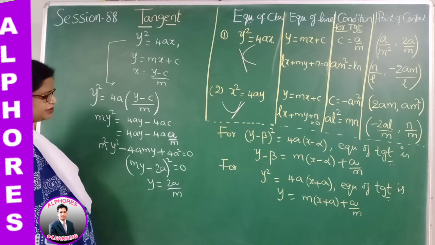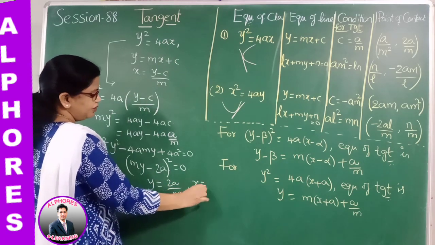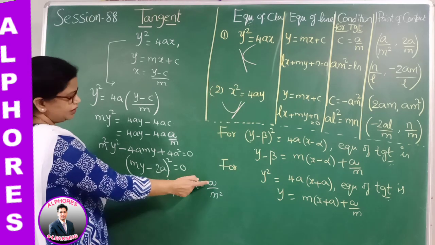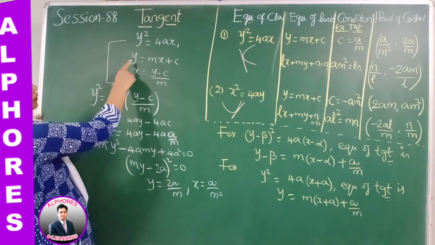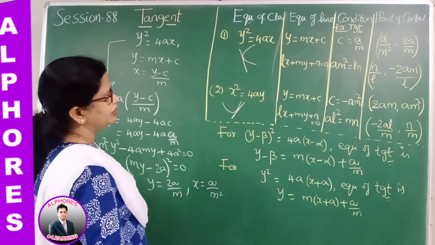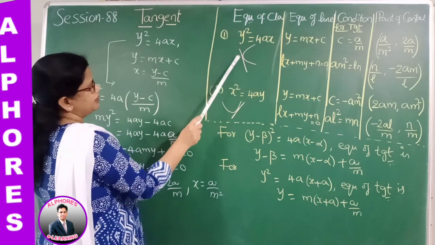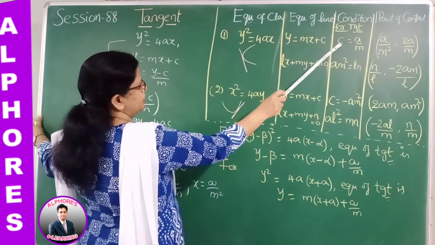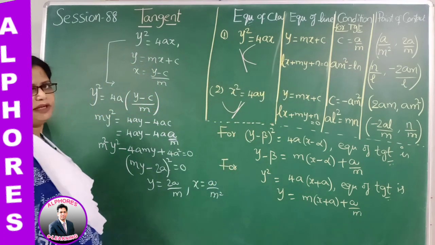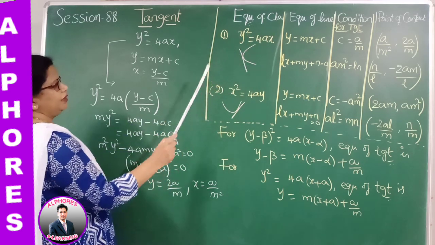So finally, students, when y is 2a by m, if you substitute and find the x value, you get a divided by m square. Therefore, the point of contact is a by m square comma 2a by m for the line y equal to mx plus c when it is tangent to the parabola. So this is our first condition: if the line y equal to mx plus c touches the parabola, then the condition is c is a by m and the point of contact is a by m square comma 2a divided by m.